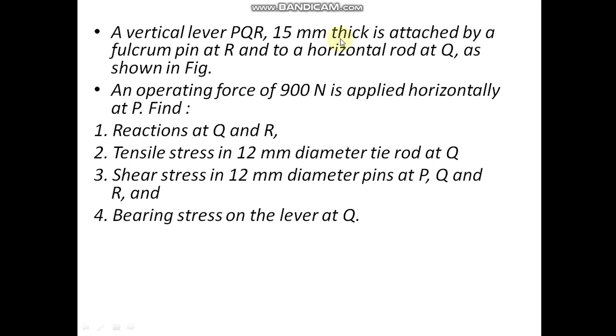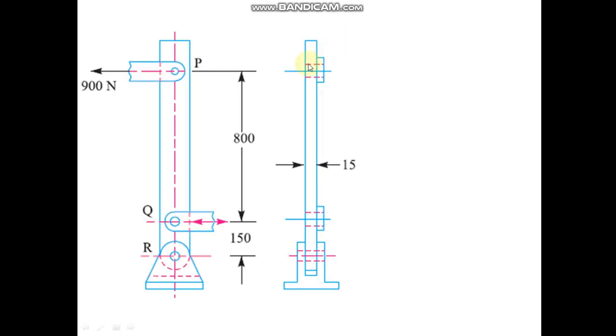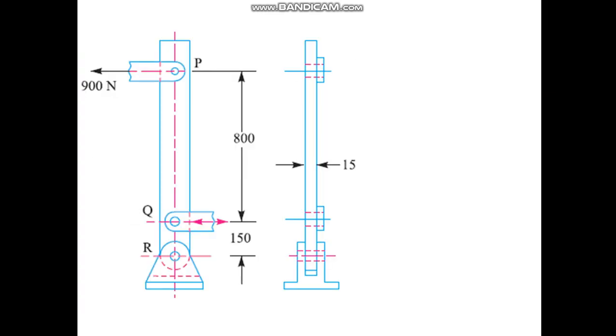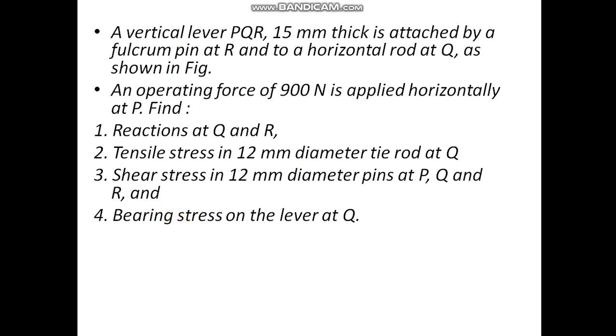horizontal rod at Q. So in this diagram you can see you have a vertical lever PQR and this lever is attached by fulcrum at R and a horizontal rod at Q. So these are 2 points. This is R point fulcrum and this is Q point where the rod is attached. And the lever has a thickness of 15 mm. An operating force of 900 Newton is applied horizontally at P.